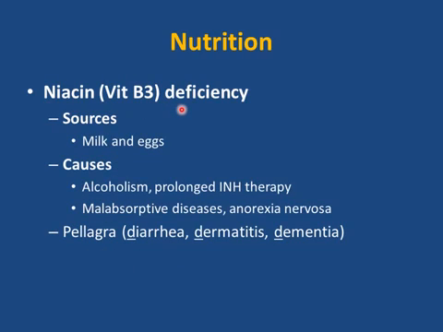Niacin deficiency or B3 deficiency. The common sources of B3 are milk and eggs. The common causes are alcoholism, prolonged INH therapy, malabsorptive diseases, anorexia nervosa. The classic 3Ds are diarrhea, dermatitis, and dementia.